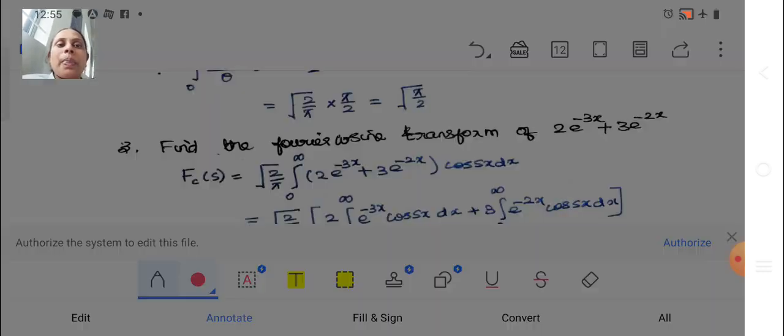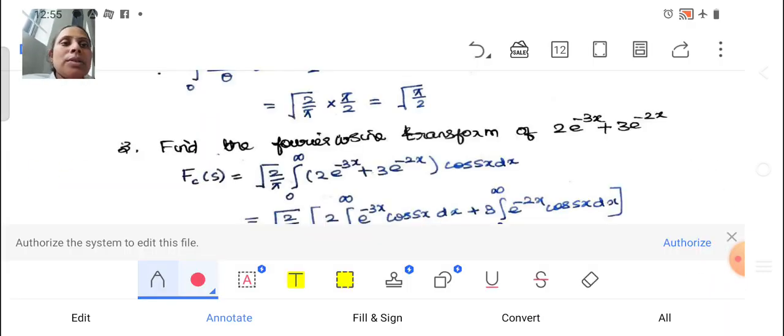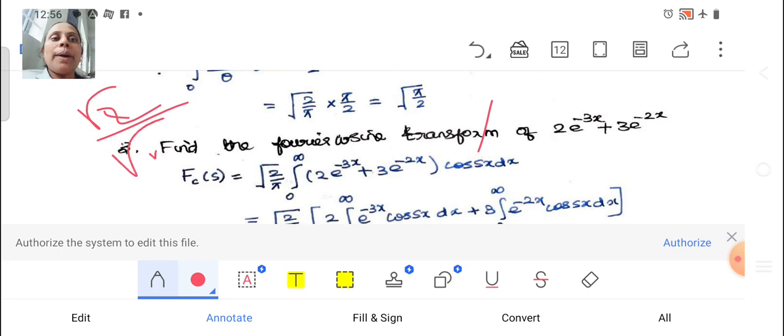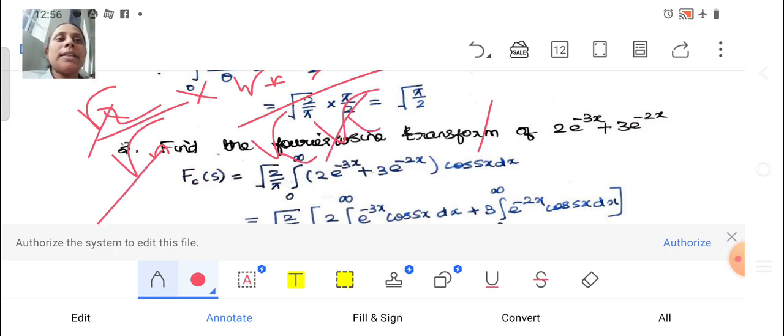So this is root 2 by root pi times root pi squared divided by 2, that is root 2 by root pi, and pi is root pi into root pi, divided by root 2 root 2. The root 2 terms cancel, and root pi cancels. So the answer is root pi by root 2, that is the square root of pi by 2.